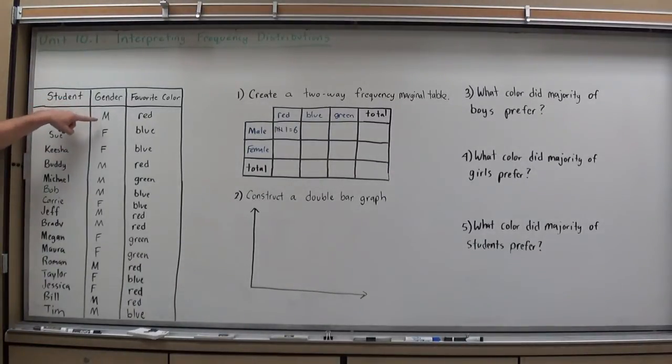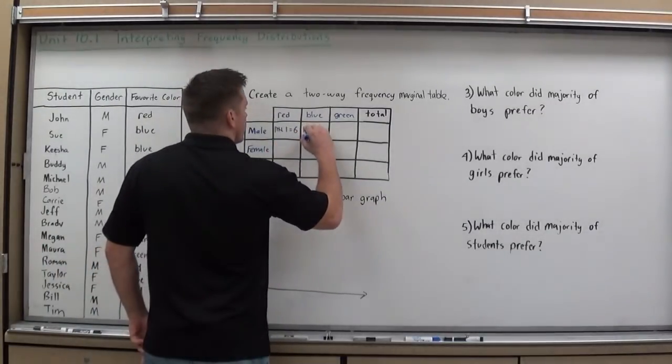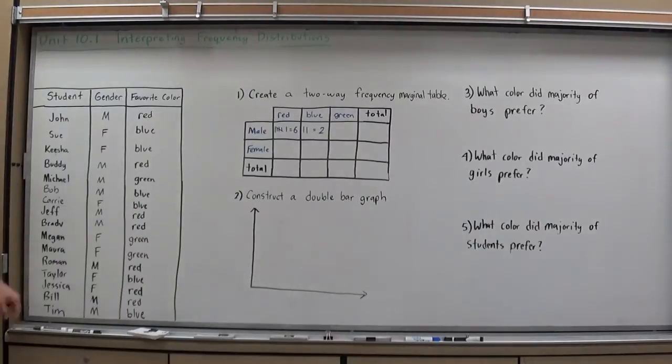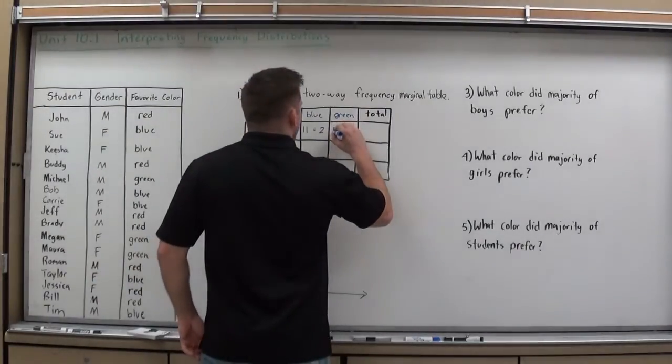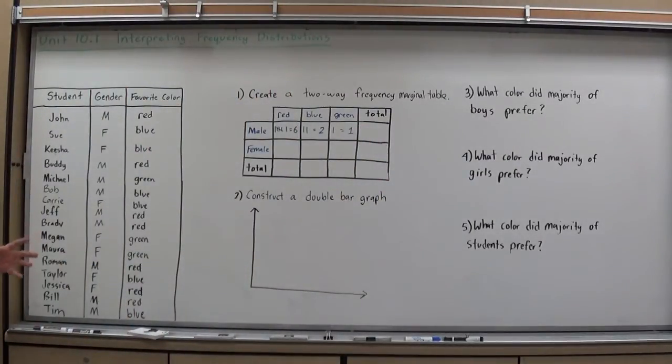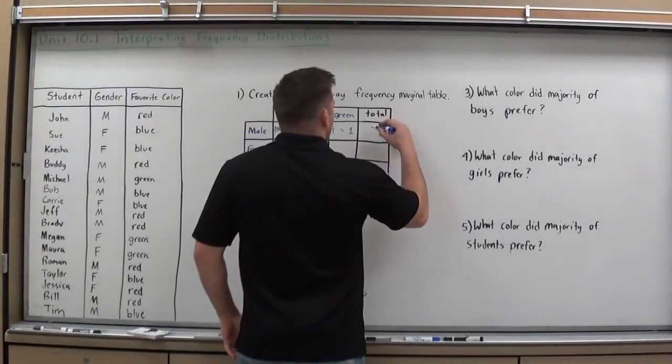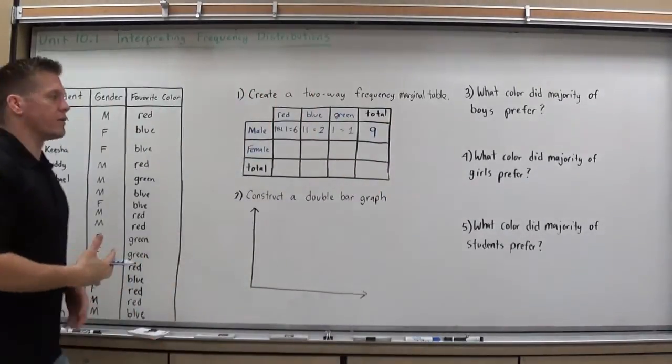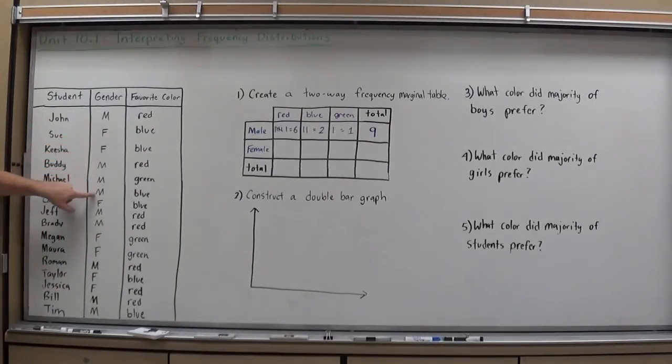Males that preferred blue. 1, 2. So 2 males that preferred blue. Green. Scanning for males first. Male green. 1. Only 1 male that preferred green. And I can total up the total males in the situation. I had 6, 2, and 1, so I'm counting 9 males total. I want to double check, so it gives me a chance to check. I have 1, 2, 3, 4, 5, 6, 7, 8, 9 males. So I did that accurately.